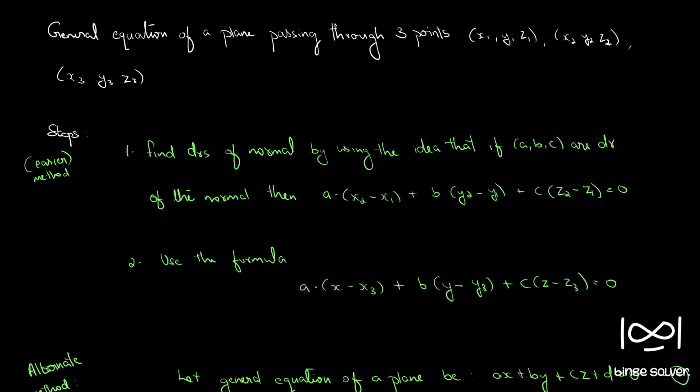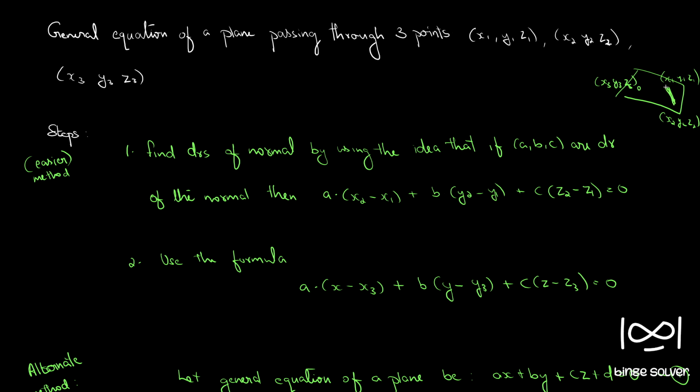An easier method would be this: say this is the plane we are looking for and we are given 3 points. Let this be x1, y1, z1 and let this be x2, y2, z2 and this be x3, y3, z3. So we are given 3 points. Now the easier method is to just find the direction ratios of the normal.